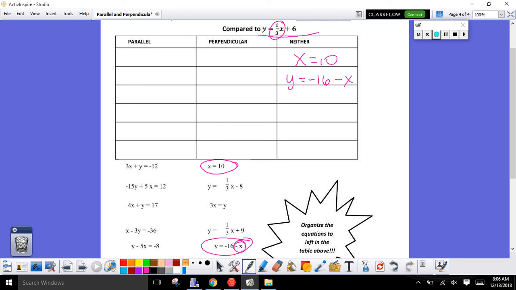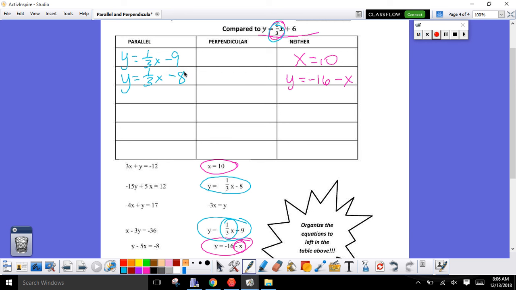I can see right away this one right here has the same slope as mine, so I know that one's going to be parallel because we have equal slopes. Let's look at anything else that is obvious, and then we can start solving. I can also see this one right away. It's parallel because we have the same slope, 1/3 x minus 8.